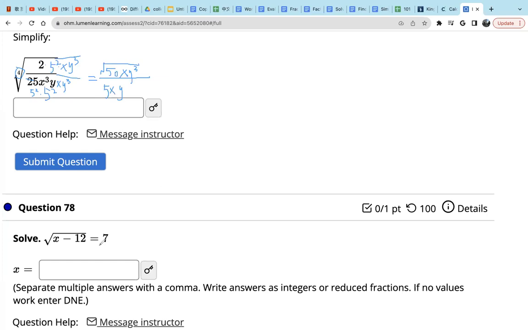Let's see 78. We want to solve this equation. So what do we do? We square both sides. We get x minus 12 equal to 7 squared, which is 49. Right, then add 12 on both sides. So 49 plus 12, that's 61. So 61 is the answer.